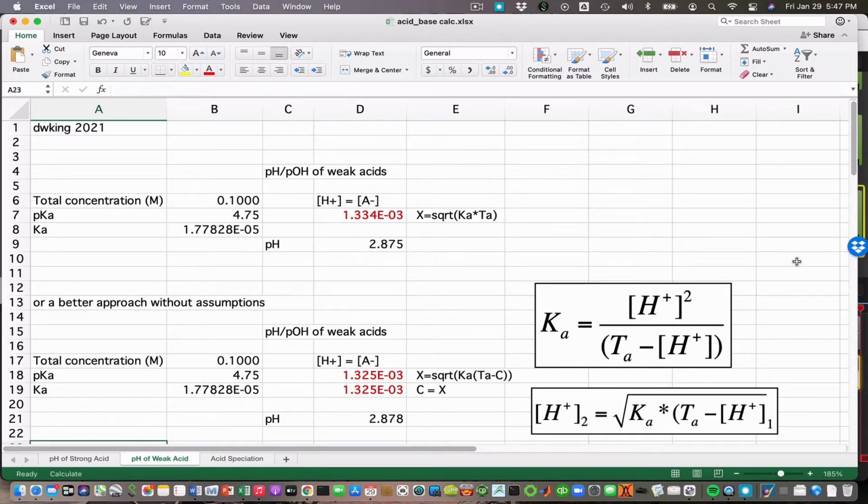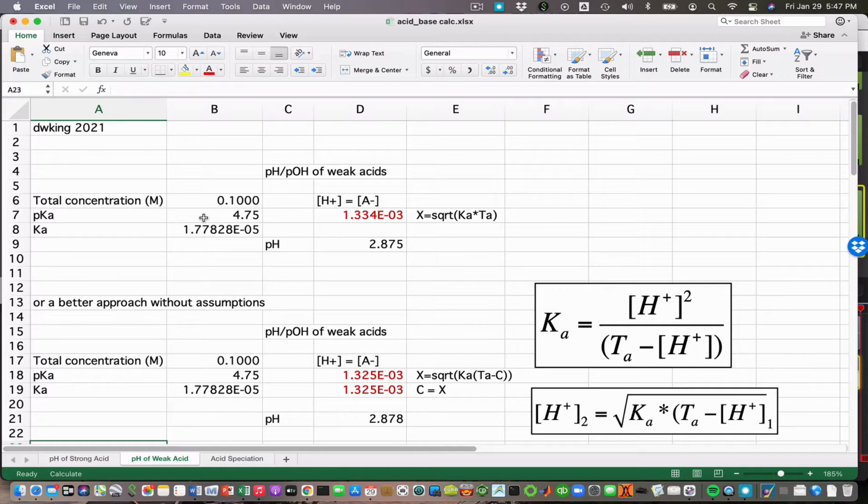This video will show you how to calculate the pH of a weak acid given a known concentration of weak acid and the pKa of the acid. Please refer to the theory video that takes us through these calculations.